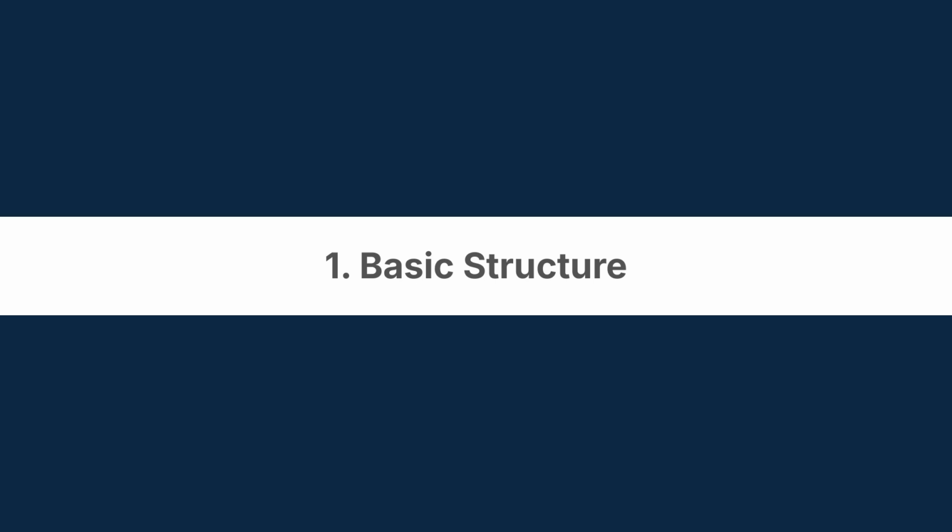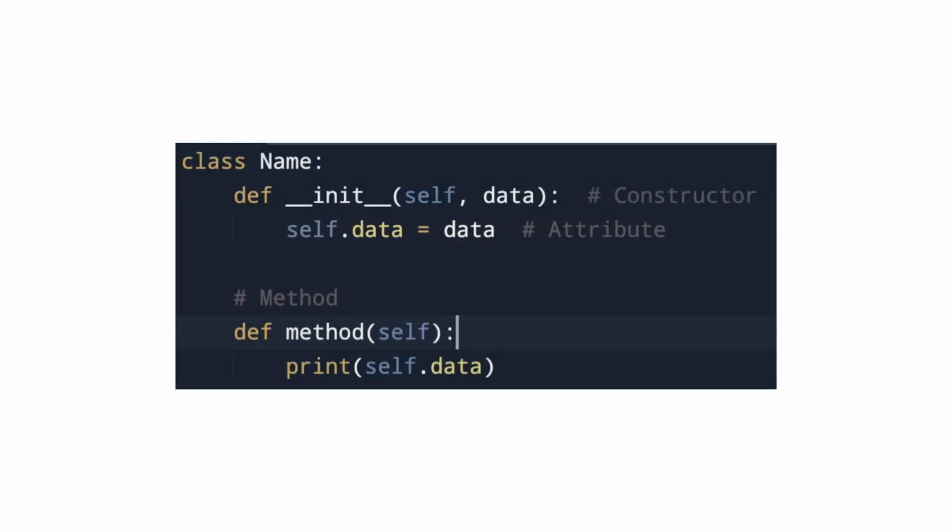1. Basic structure of a class. This is the basic structure of a class. A class usually has a class name, the name of the blueprint; a constructor, a special function to set up the object's features when created; attributes, the features of the object; and methods, the actions the object can do.